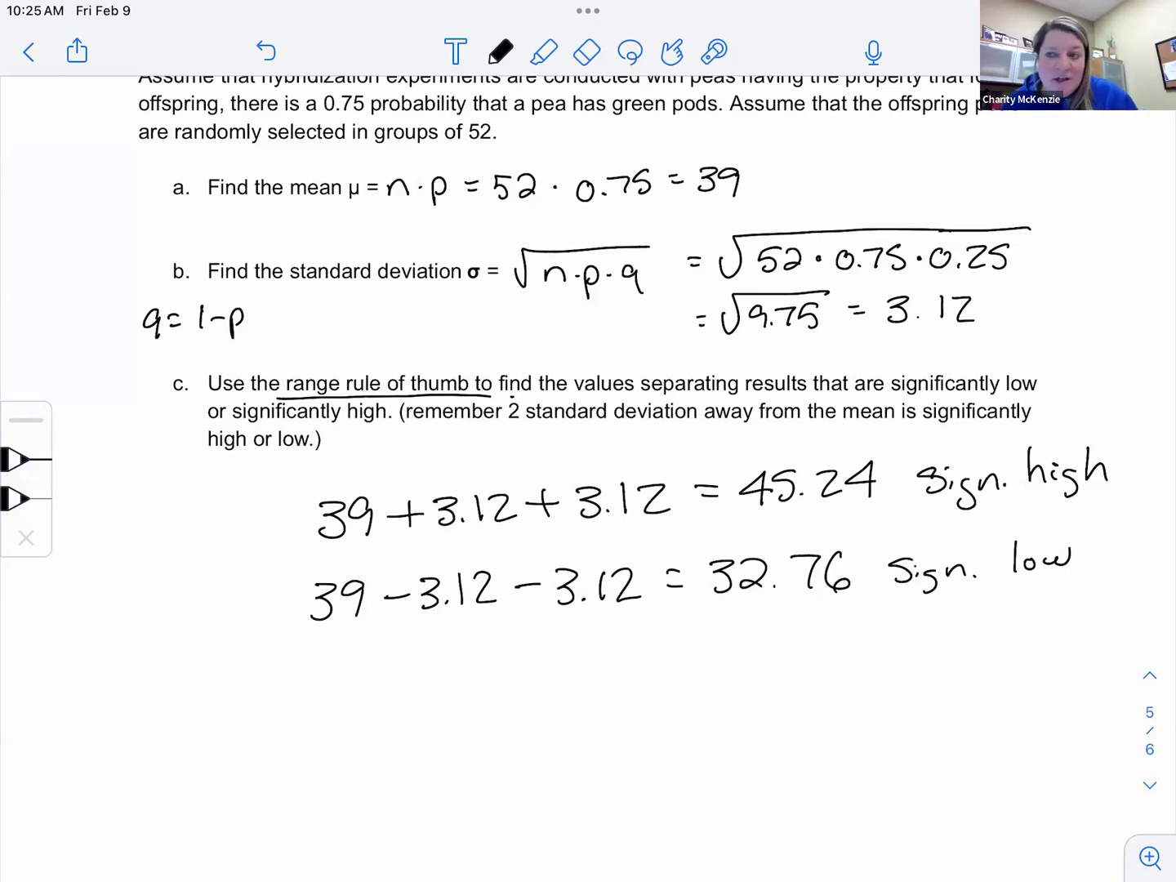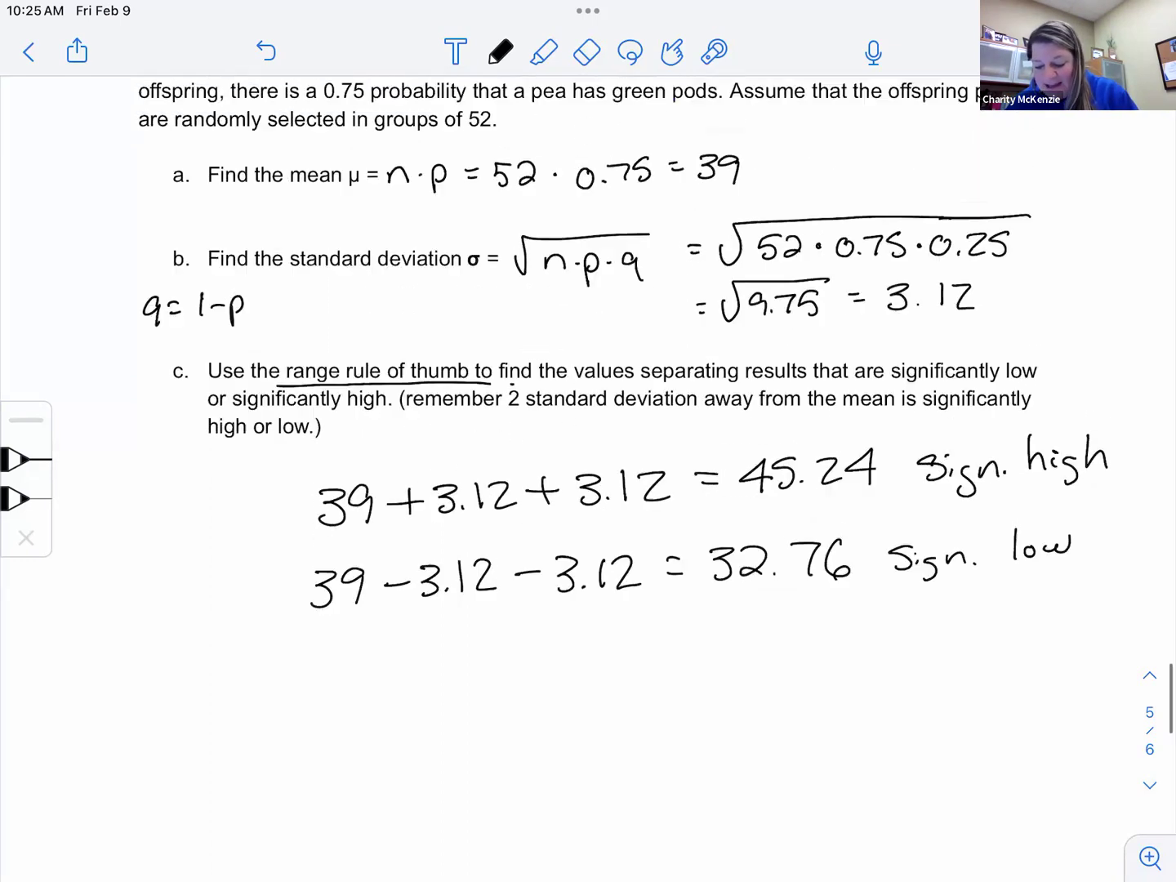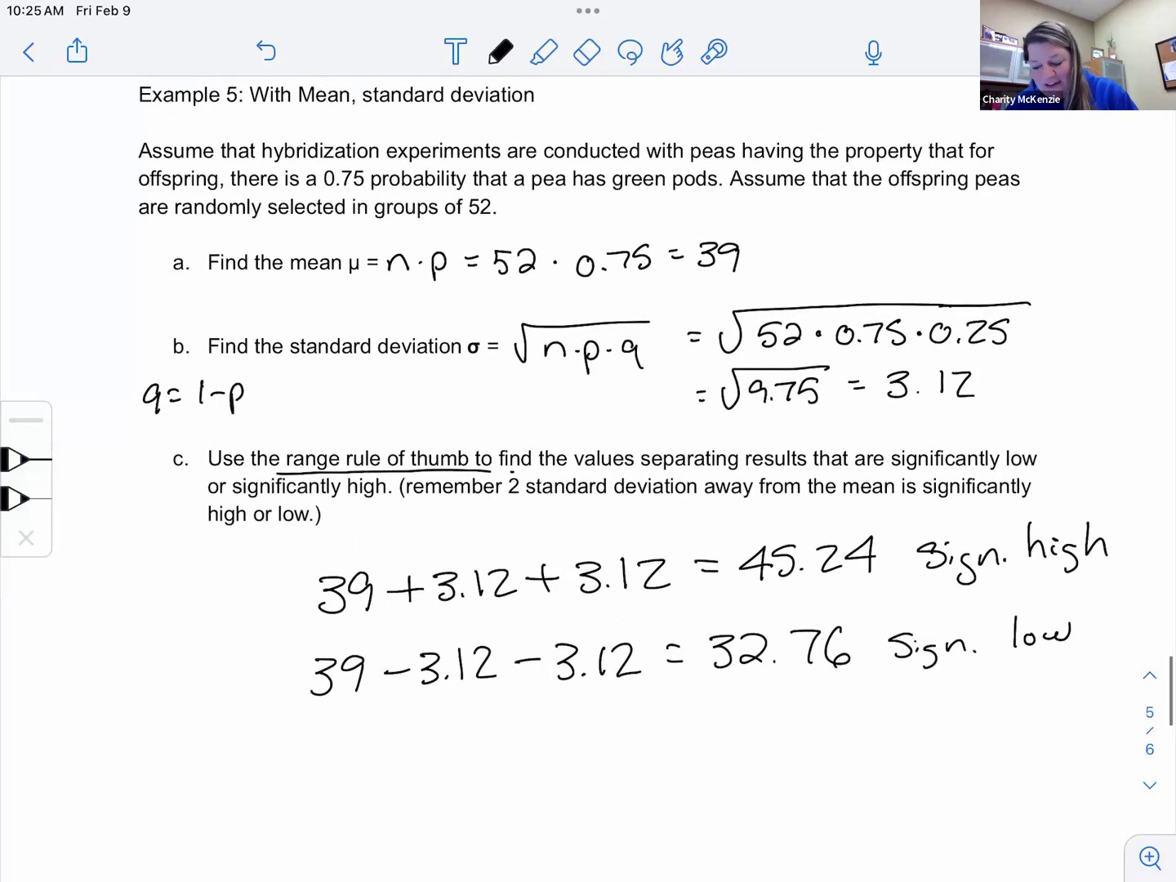I did not use any StatCrunch for this question, right? I don't need it. So I could even ask about a specific value. Is it going to be significantly low or high? Or if I give a probability or something like that, then you could answer more questions on this.